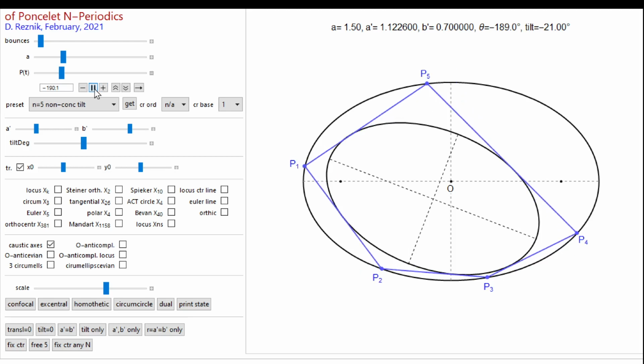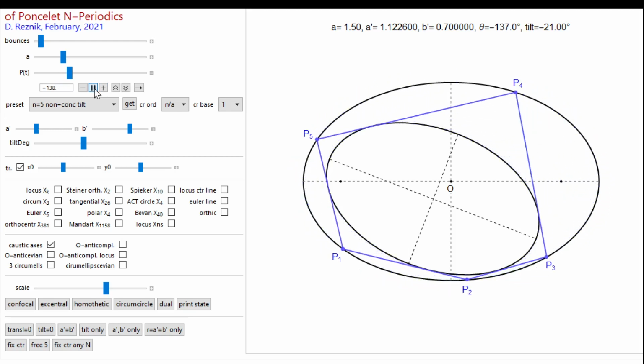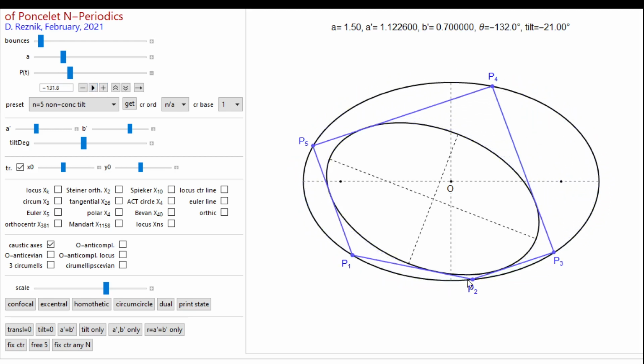So let's watch this family some more. You can see that its vertices are labeled P1, P2, P3, P4, P5. Every segment, as is always the case for Poncelet, is tangent to this inner ellipse, this caustic, and every vertex is incident on, or lies on, the outer ellipse.